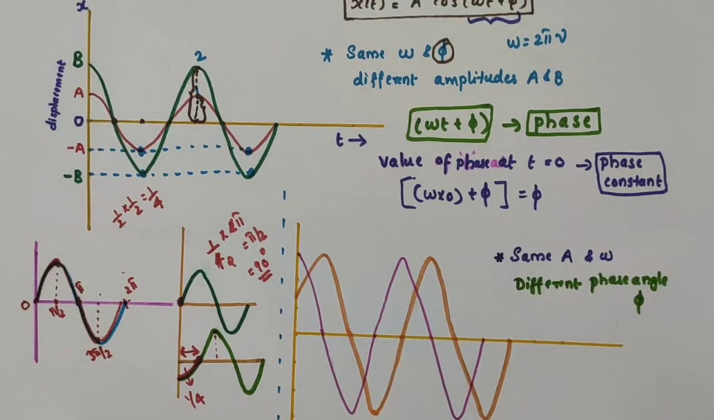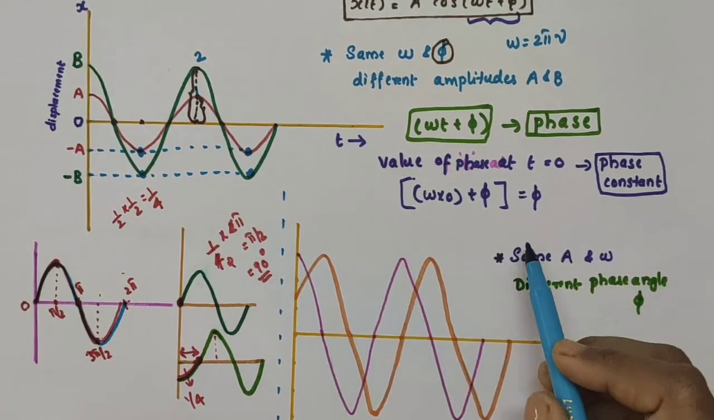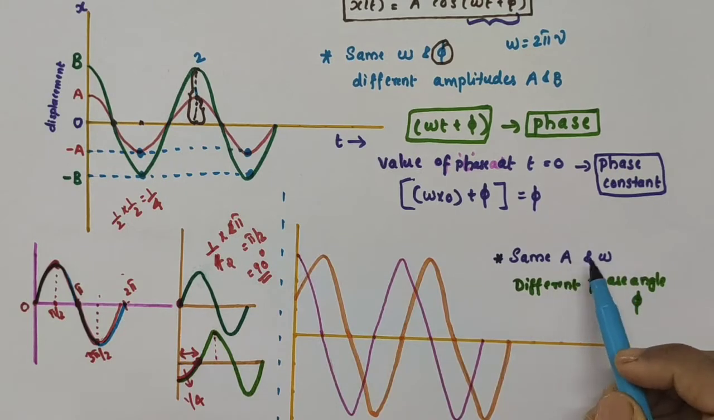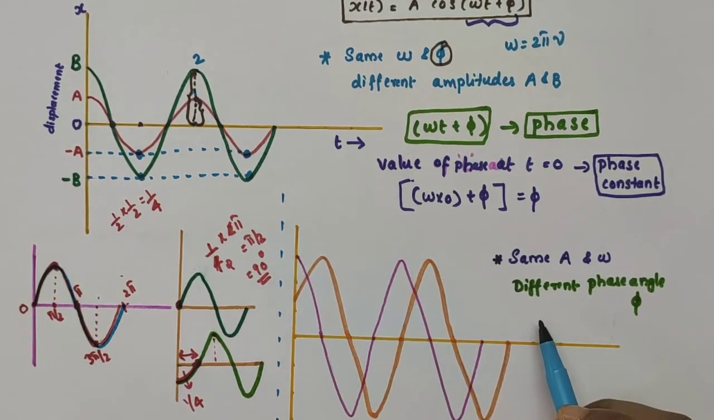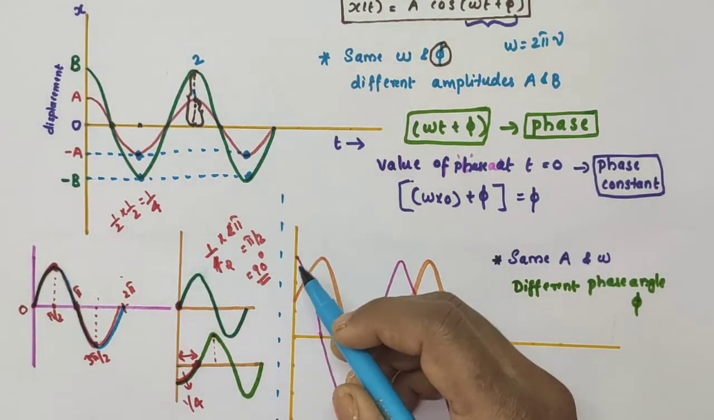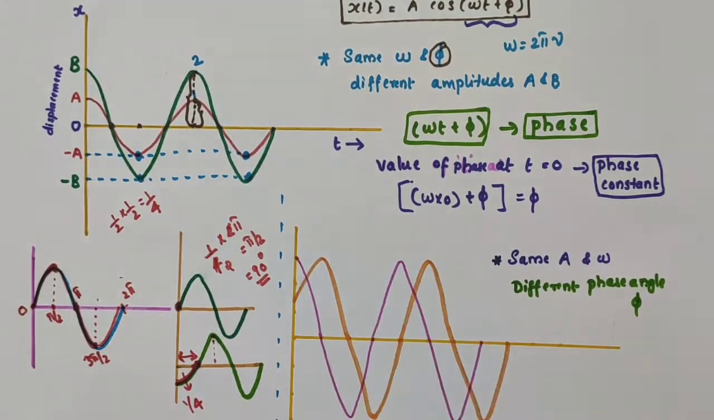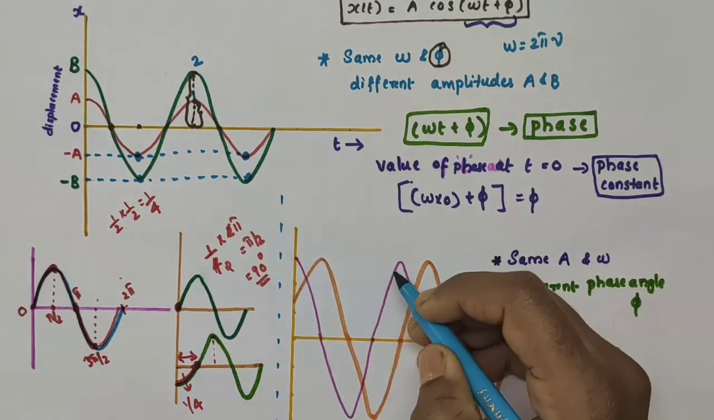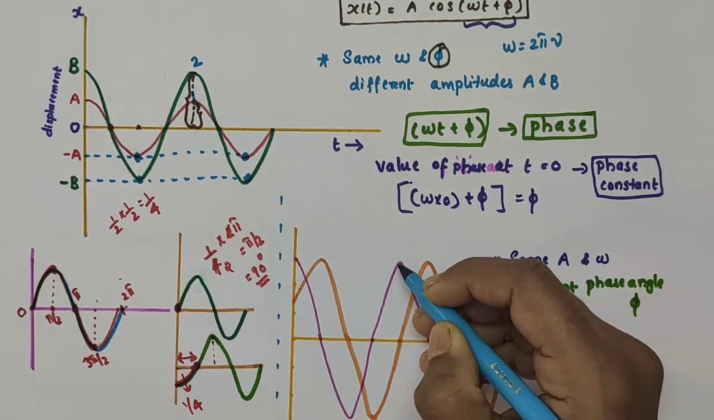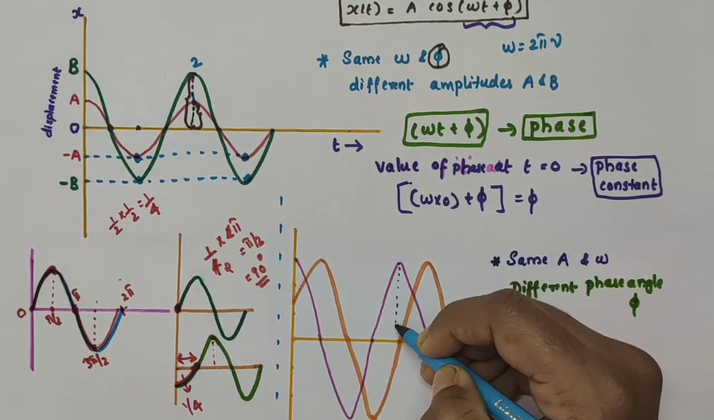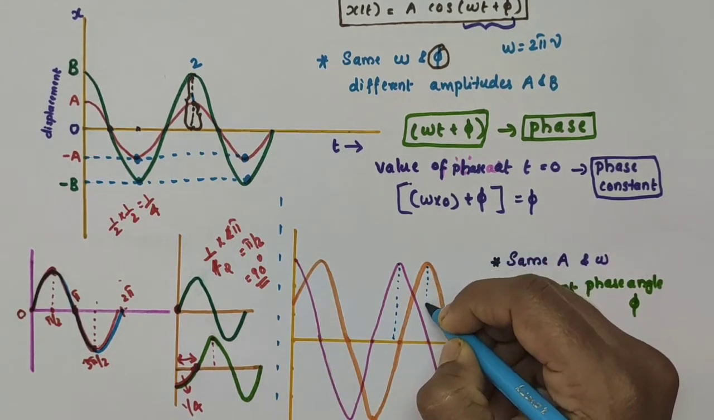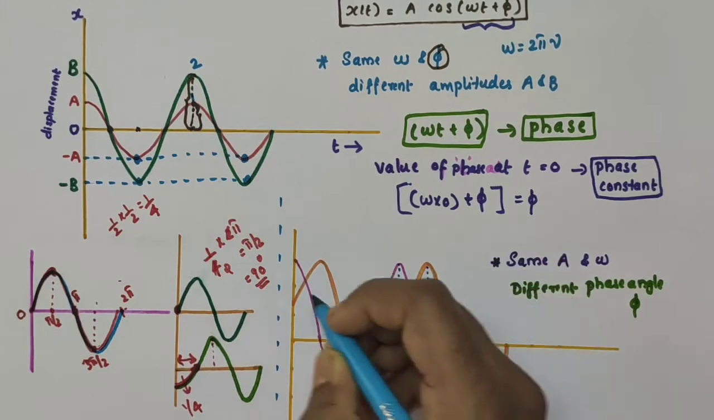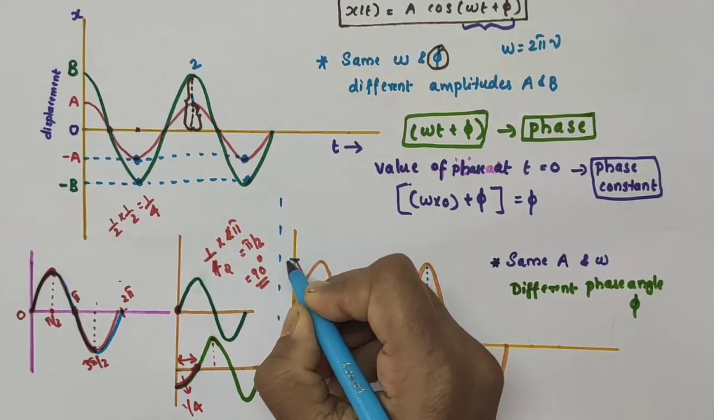See, two simple harmonic motions can have the same amplitude and omega, same A and omega, but different phase angle phi. Here you can see both the waves, an orange colored wave and a pink colored wave. Both have the same amplitude, no? Amplitude is the maximum displacement from the mean position. I am taking this yellow colored one as the mean position. So this is the maximum displacement, that is amplitude A.